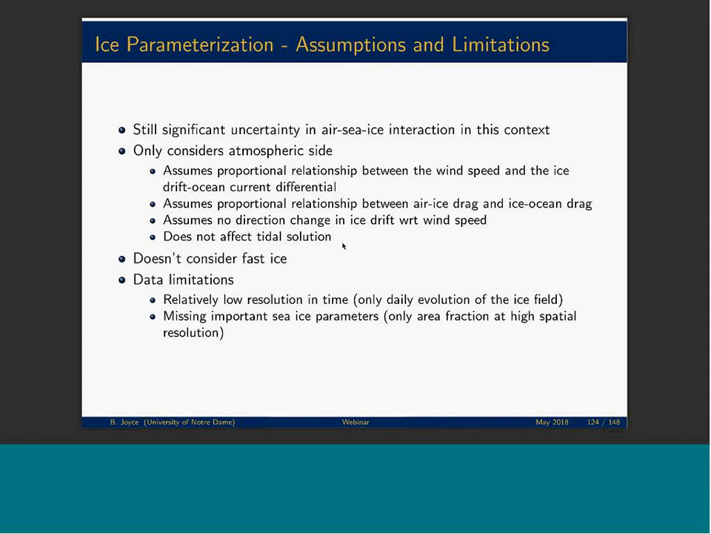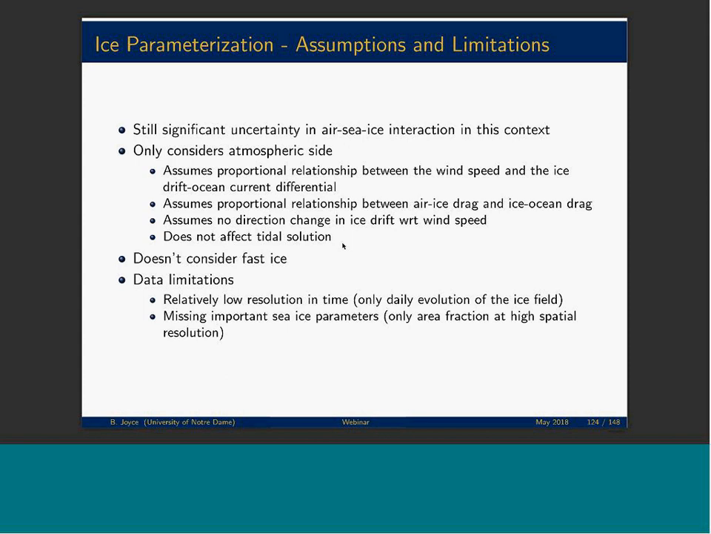There's still some significant uncertainty when it comes to this ADCIRC ice interaction part. I'll go through this a little quickly. We only consider the atmospheric side in our current approach. So the changing direction of ice drift with respect to the wind direction can change the direction in which stress is added to the water, and water levels are changed. It also doesn't consider fast ice, so areas where there'd be blockages, which could increase flow or stop flow.